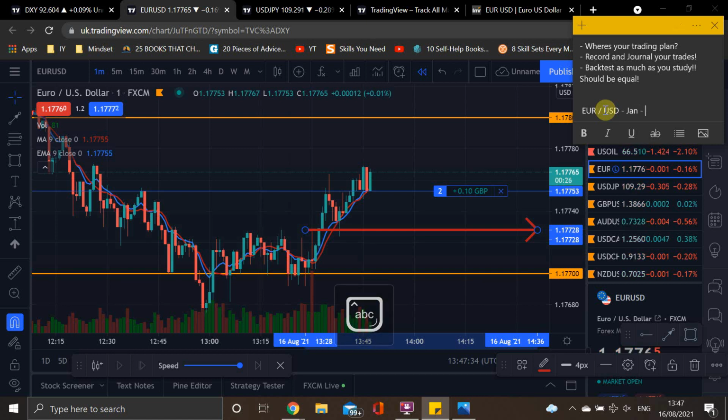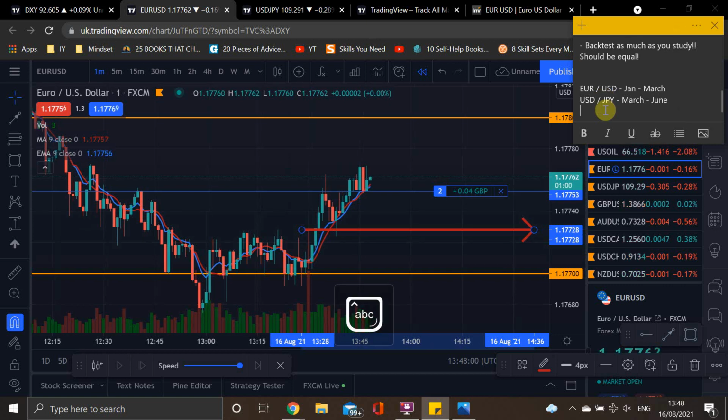EUR/USD, January to March. USD/JPY, March to June. GBP/USD, June to September. Is that correct? Seems quite long.